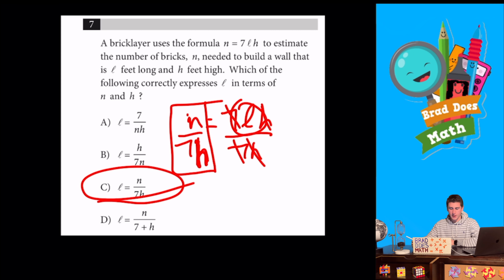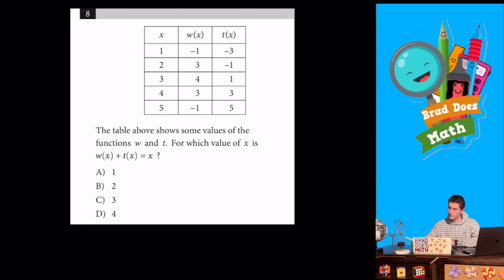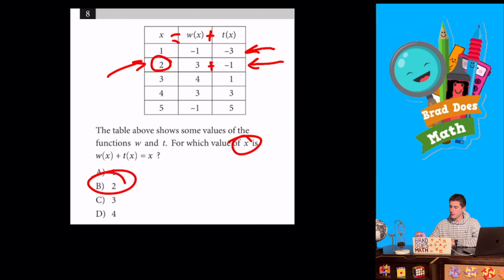That's one you might want to just do in your head to save yourself some time. Number 8, table above shows some values of the functions w and t. For which value of x is w of x plus t of x equal to x? So we just want to see where these two columns add up to equal this guy, right? W of x plus t of x equals x. So here, those sum up to -4. These sum up to 2. So that works. 3 plus -1 equals 2. And we know the answer for which value of x? Well, x is 2 there. There it is.